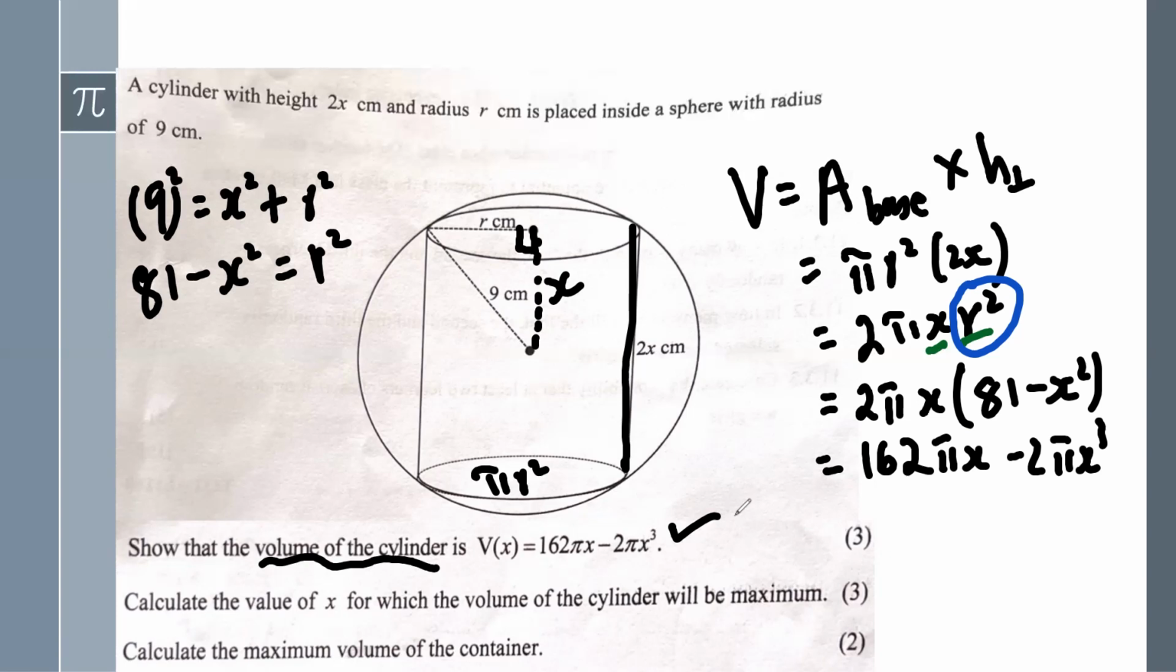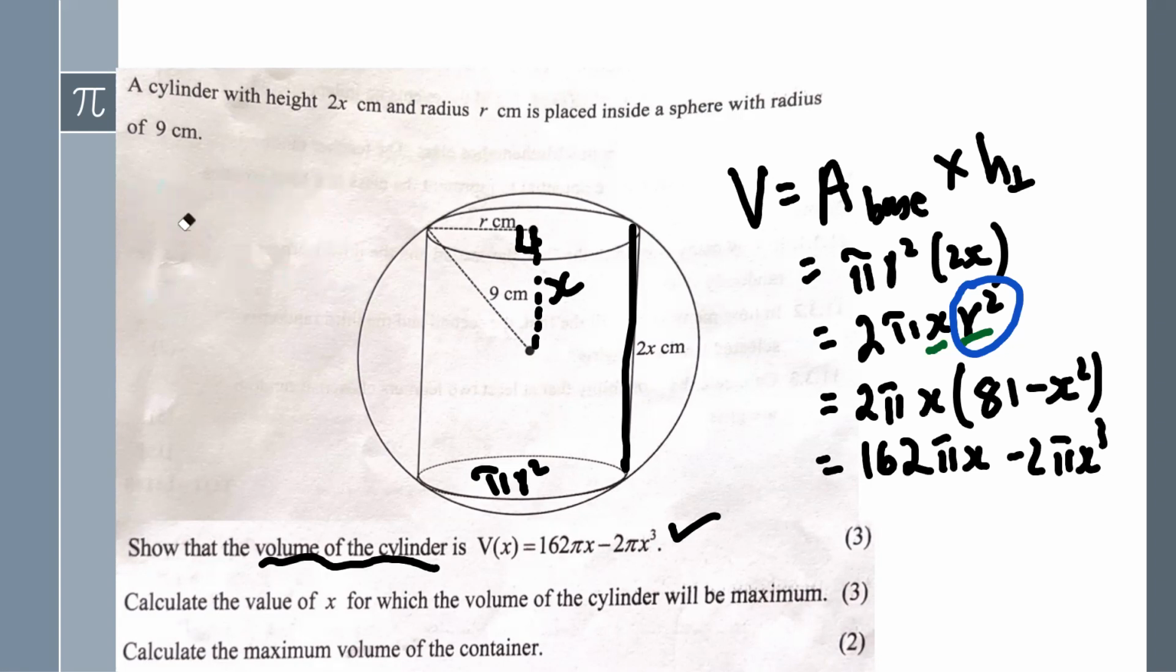Now that we have shown this, we can answer the following question. Calculate the value of x for which the volume of the cylinder will be maximum. Now, we know that for maximum or minimum, we have to find the first derivative. And I think we have established this from our cubic functions. So we will find that by finding the first derivative of Vx. And in this case, I need to take note that everything else that is not an x is actually treated as a constant. So this will be 162 pi minus 6 pi x squared.